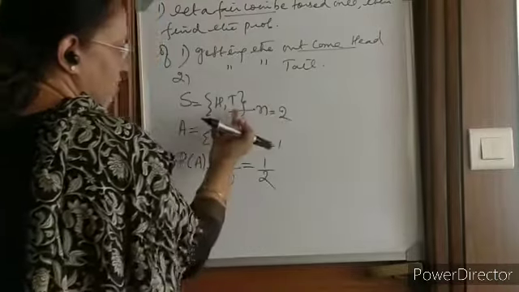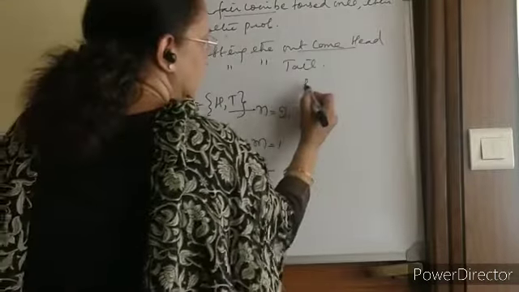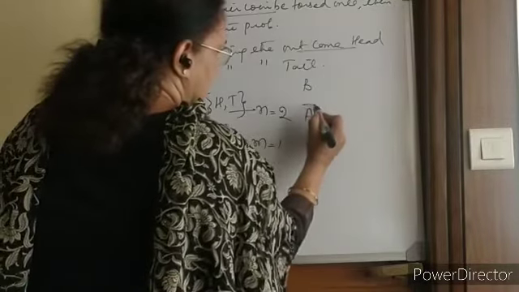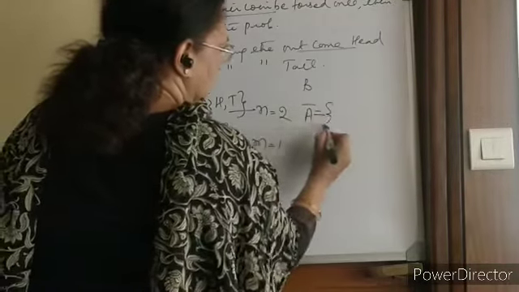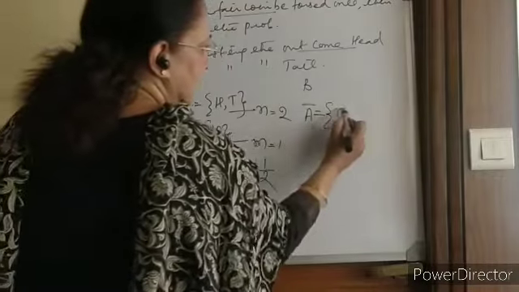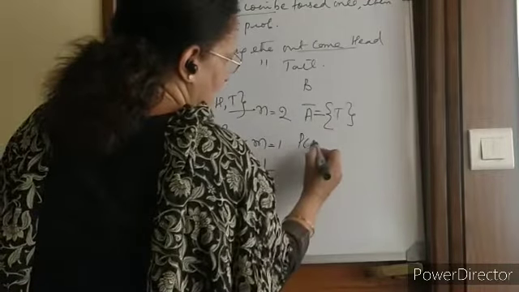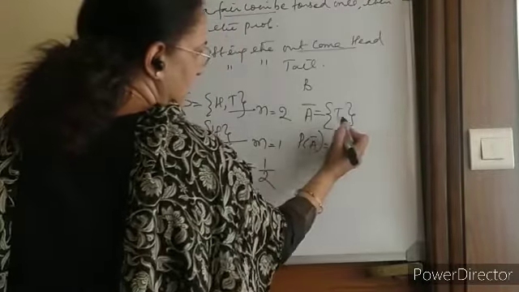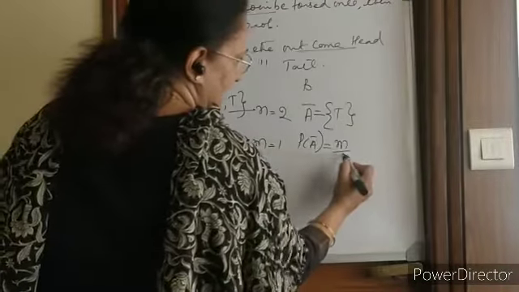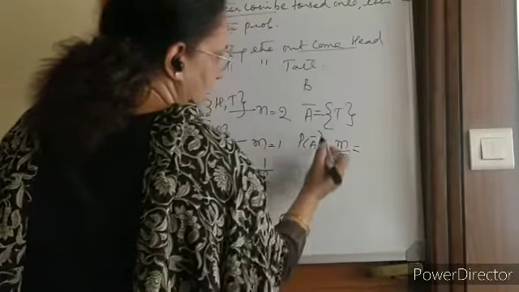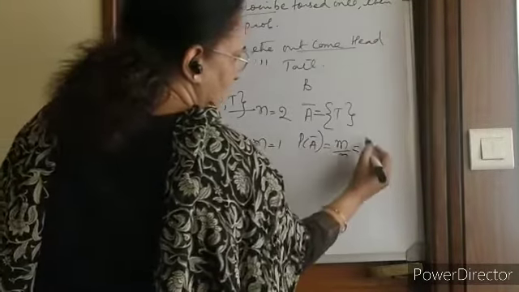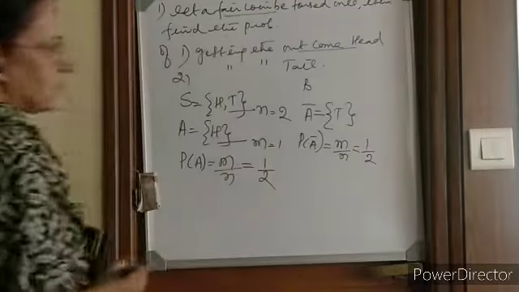So here since there are only 2, either you can take this as B, or if you want you can take it as A bar also. So if I take this as A bar, now this will be tail. So probability of A bar equals, same way here, M is now 1, N is 2. So M divided by N again here. I am using the same definition, M by N. I am treating this as one even now. So 1 divided by 2. So this is also 1 by 2.